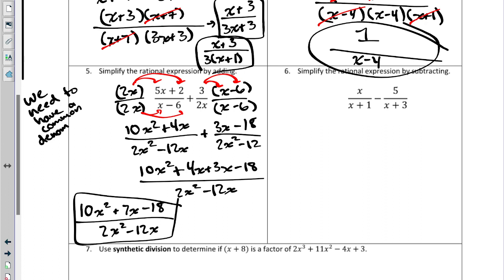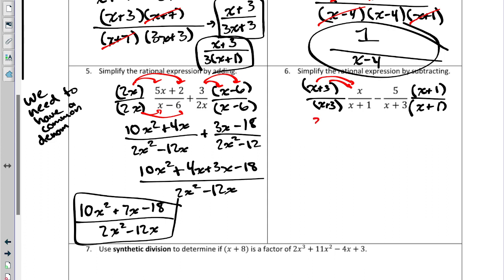Here we go. Next one, we're going to subtract two functions. We still need a common denominator, which means I'm going to do the same process. I'm going to take these two things, and I'm going to multiply them by the opposite denominator. I'm going to go x plus 1 times x plus 3. So I multiply x plus 3 on the top and bottom of the first thing, and then I'm going to multiply x plus 1 over x plus 1 to the second thing. That's just going to give me a common denominator. Let's see what happens. I'm going to do this times this.